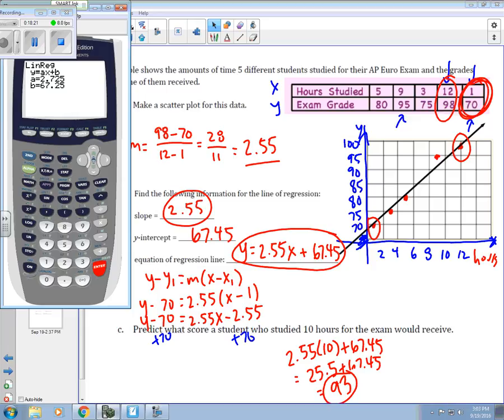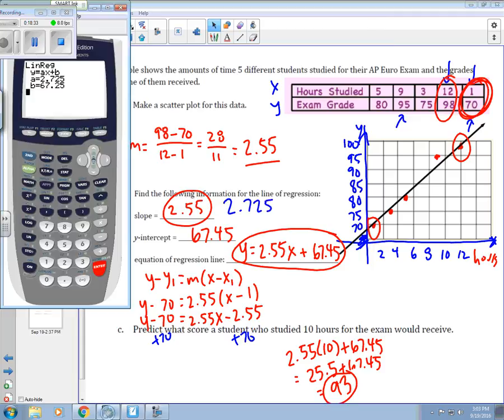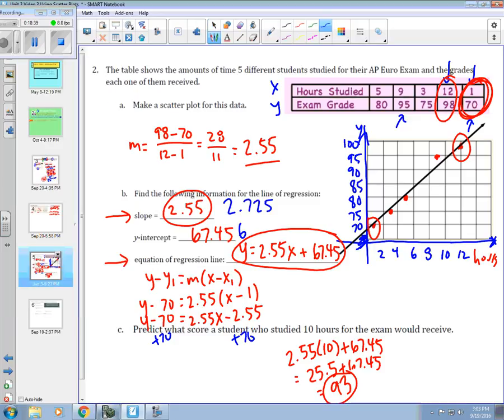So on theirs, they got slightly different here, and maybe my line of best fit wasn't as accurate as it could be, but they said the slope should be about 2.725, which isn't a ton off from what we had, and that the y-intercept then would be about 67.25. Again, pretty close here to what we had. So that would be another estimation.